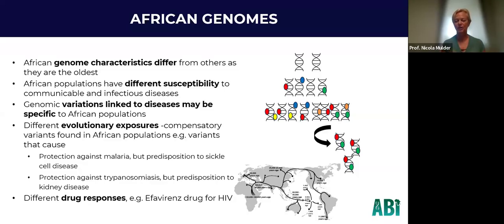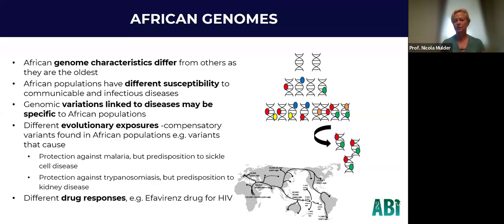Another example is there's a variant or a change in your genome that protects against trypanosomiasis, which causes sleeping sickness. So it protects against that, but at the same time, that variation actually causes predisposition to kidney disease. So you can see how we have these changes that are in some way beneficial, but in other ways in the long term, they are harmful and cause predisposition to additional diseases, raising the amount of non-communicable diseases on the continent.